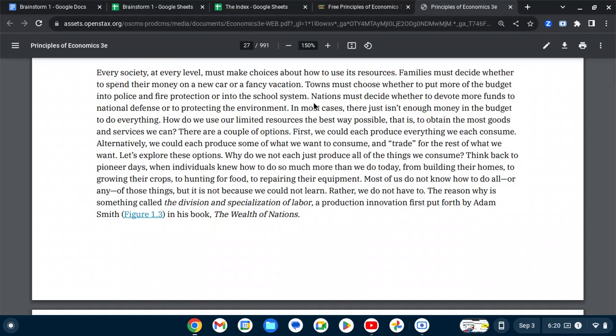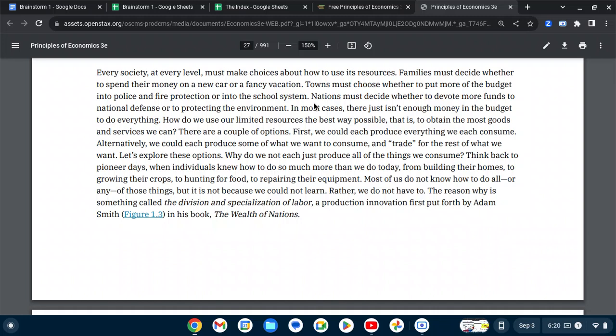How do we use our limited resources the best way possible? That is, to obtain the most goods and services we can. There are a couple of options. First, we could each produce everything we each consume. Alternatively, we could each produce some of what we want to consume and trade for the rest of what we want. Let's explore these options. Why do we not just produce all the things we consume?